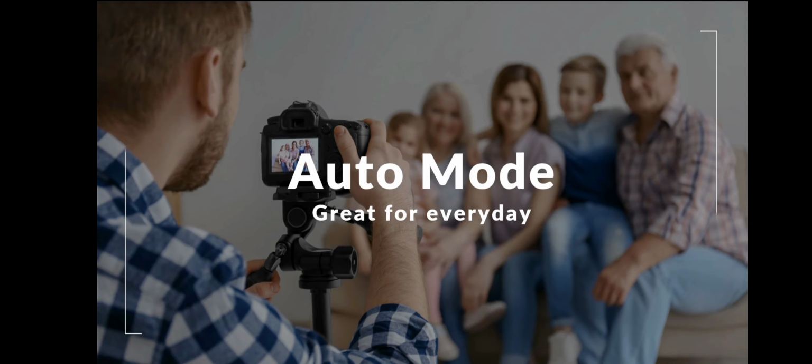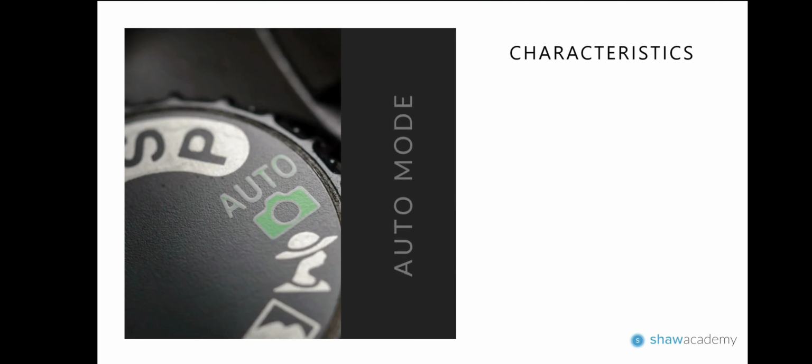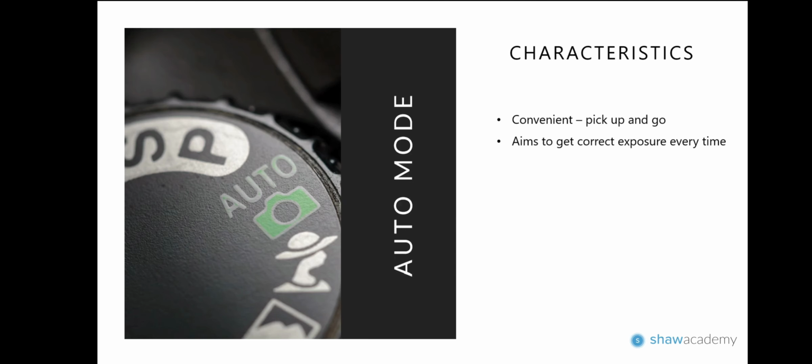So the automatic mode, great for everyday photography. But this is the mode that we want to get away from as well, because there's a big disadvantage with using auto mode, and that's how we have no control whatsoever. So let's have a look at auto mode. It's great, as I mentioned, it's convenient for pick up and go. You want to start enjoying your photography straight away, you want to start taking pictures straight away, simply switch the mode to auto. Now, it aims to get the correct exposure every time.